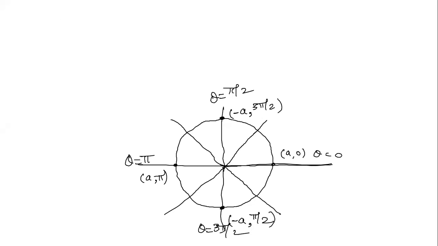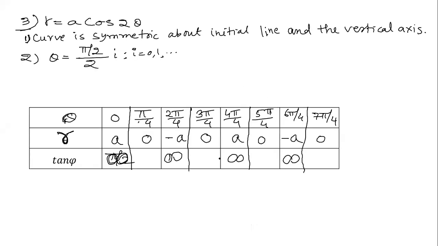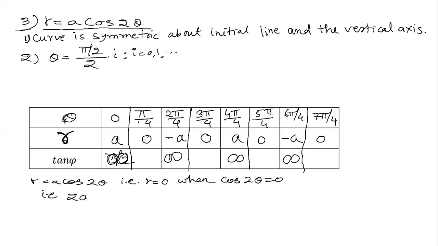After that, we have to draw loops from origin. Why? Again, see here the equation is r is equal to a times cos of 2 theta, that is r will be 0 when cos of 2 theta is equal to 0, that is 2 theta. Cos of what is 0? I think cos of pi by 2 is 0. After that 3 pi by 2 is 0, 5 pi by 2 is 0, 7 pi by 2 is 0.